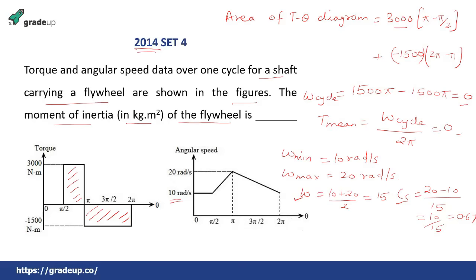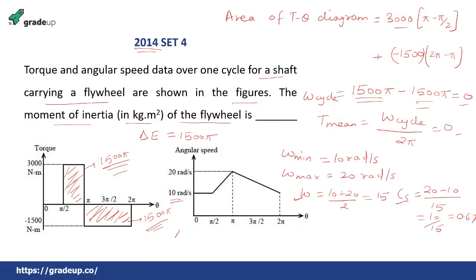Then one more thing you need to find out, that is delta E. What is delta E? In this case you see that this area is equal to this area, because this is also coming as 1500 pi in positive and this is coming as 1500 pi in negative. Any area above the T mean line or below the T mean line is the fluctuation, and if that area is maximum, that is the maximum fluctuation. So in this case, the area above the T mean line and below the T mean line are same, so any one can be taken as delta E. That means in this case delta E is equal to 1500 pi.